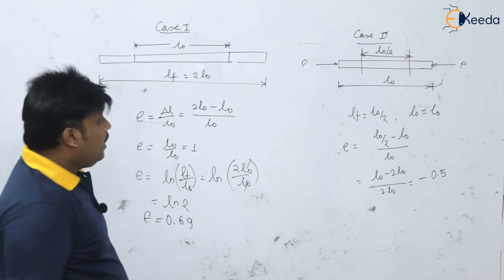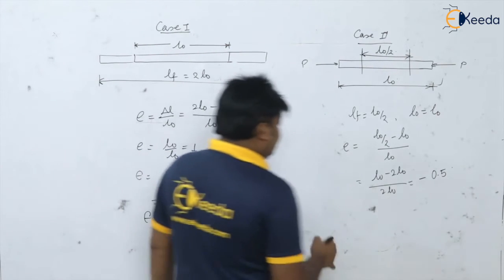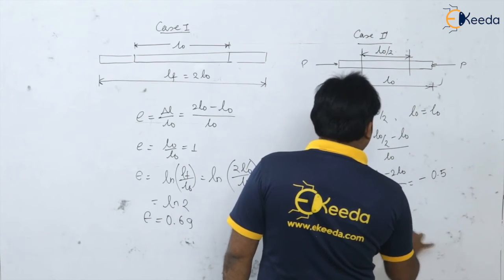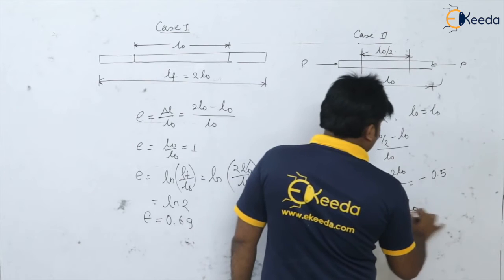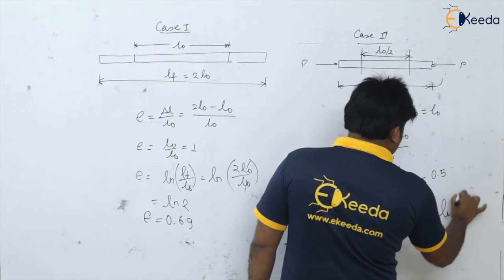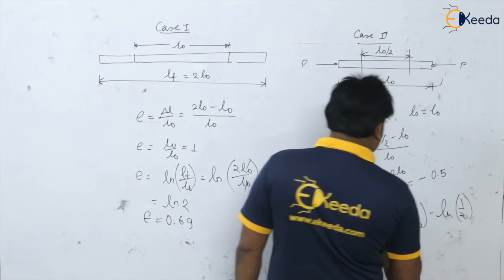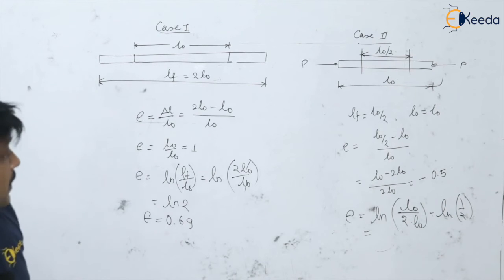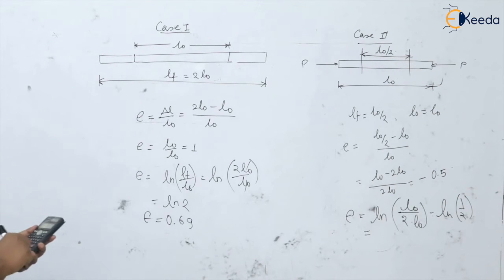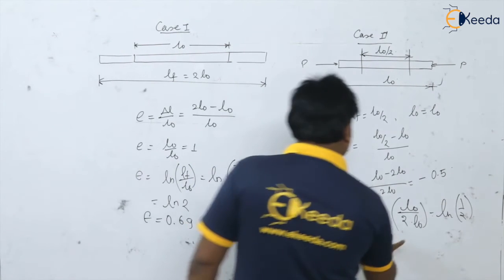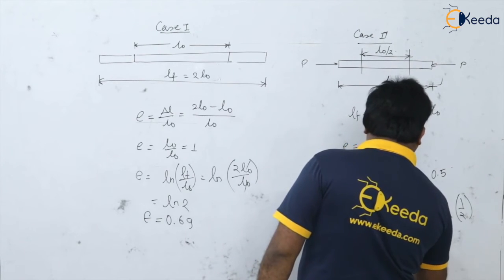You check it. And here, if I want to calculate the true strain, how much is it? ln of L final was L0 by 2 divided by L0, that is ln of 0.5. How much is it? I hope it is negative 0.69. ln of 0.5 is negative 0.693. Negative 0.693. Now see here.